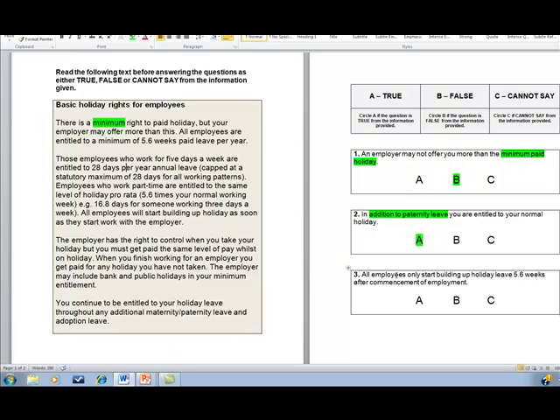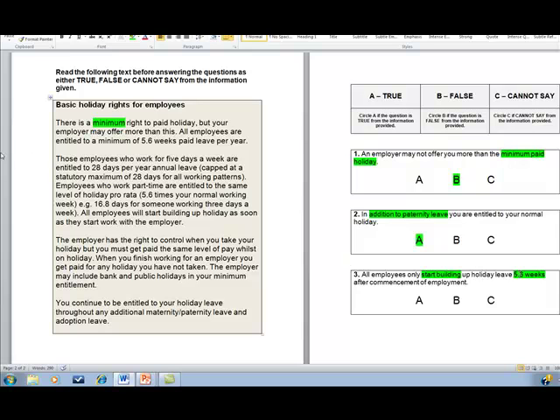Final one. All employees only start building up holiday leave 5.6 weeks after commencement of employment. I think "start building" is quite relevant, and also 5.6 weeks is relevant. So I'm going to look for them as I scour through. There is a minimum right to paid holiday. So we've got 5.6 weeks there already. All employees are entitled to a minimum of 5.6 weeks paid leave per year. That is not relevant to that part of the question, so we can ignore that.